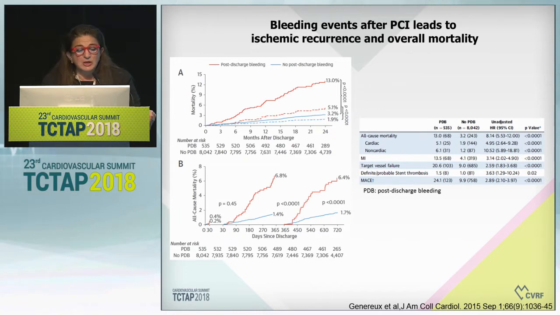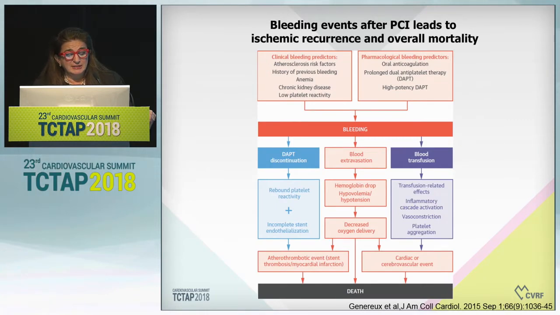Here's data from the ADAPT-DES by Philippe Généreux, where he showed clearly that post-discharge bleeding, if it occurred, had a very, very high probability of mortality in 2 years after stenting. And it was just as important, if not more important, than ischemic events.